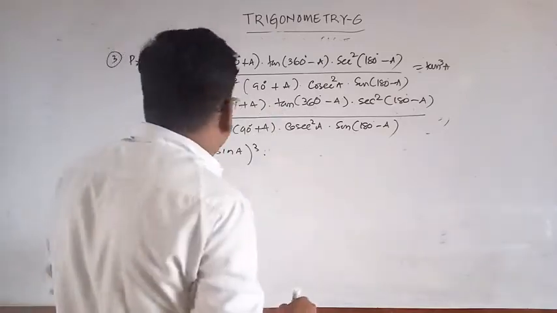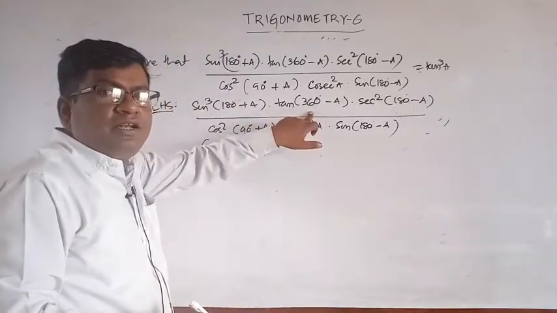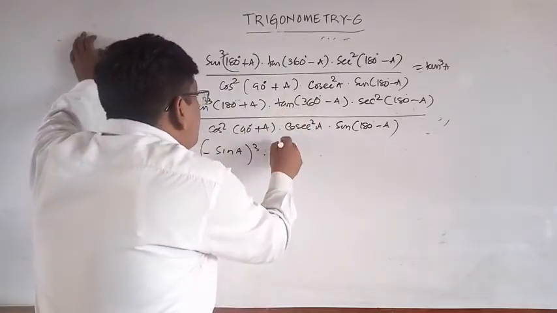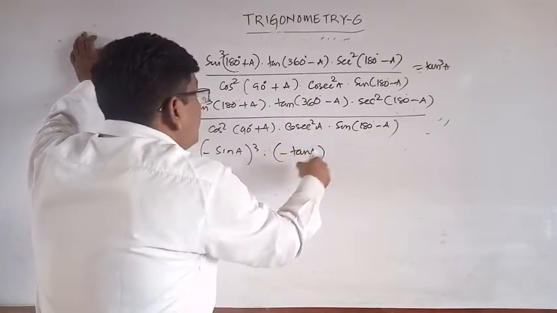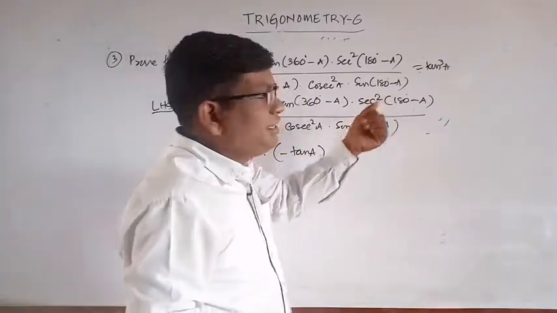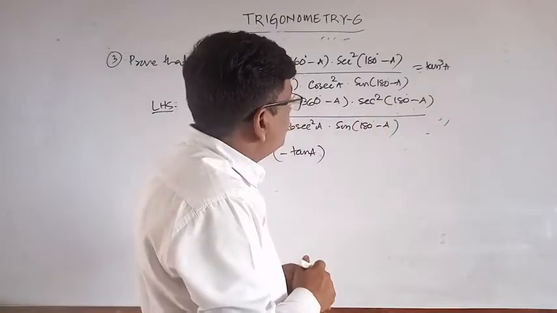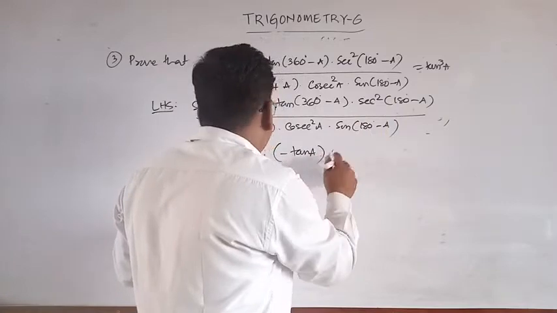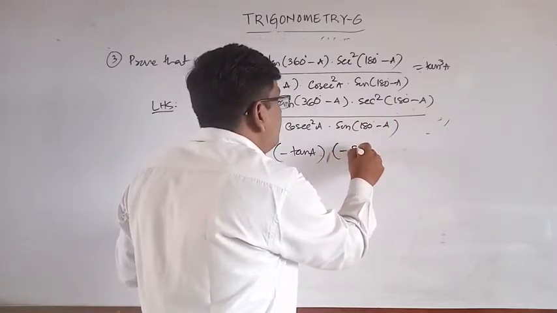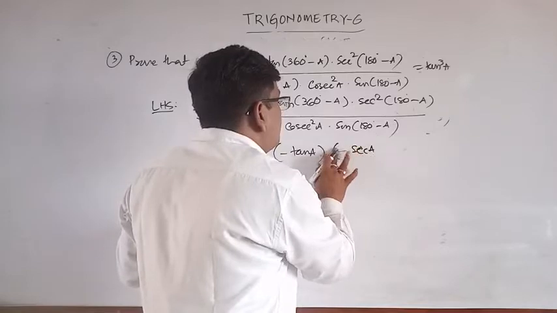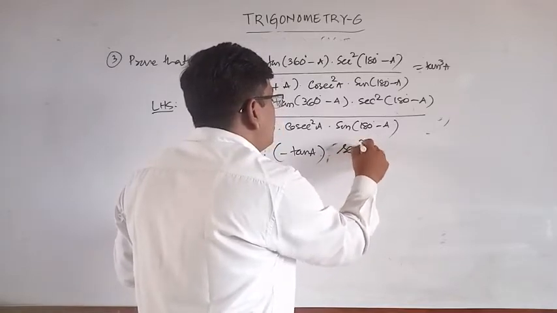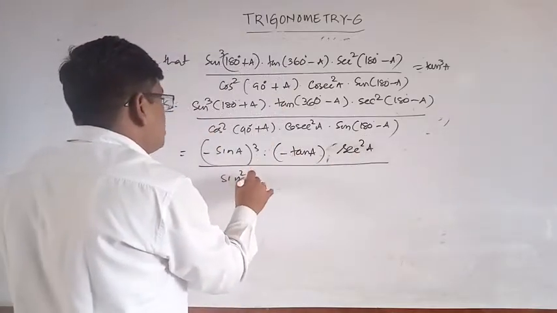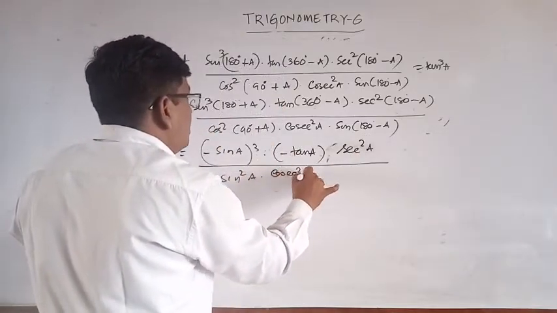360 minus a lies in the fourth quadrant. So this is what? This is minus tan a. And sec square (180 minus a), that is what? Minus sec square a whole square. That is sec a whole square, that is plus sec square a. We can write here plus sec square a divided by, this is sin square a, and this is cos square a.